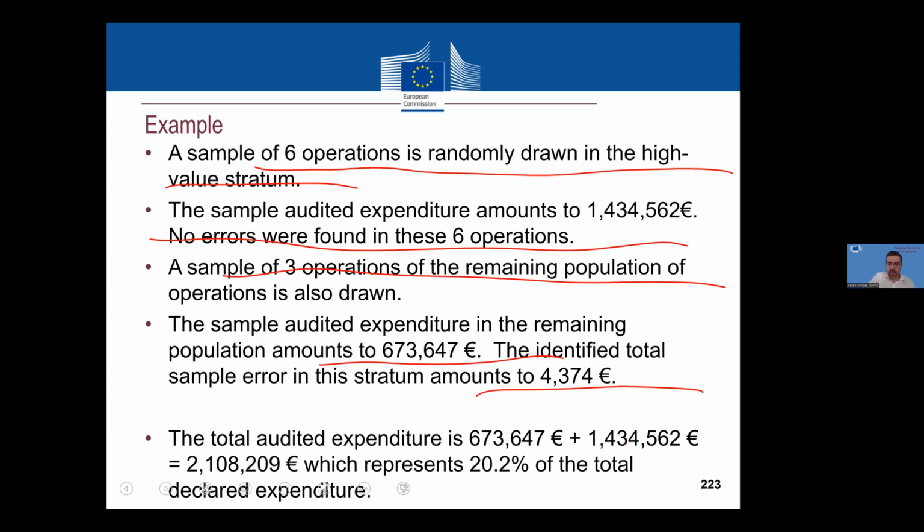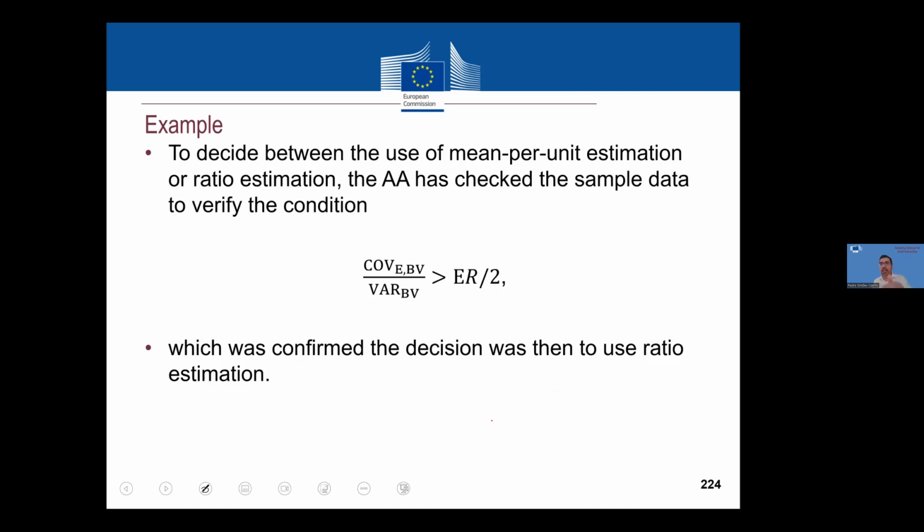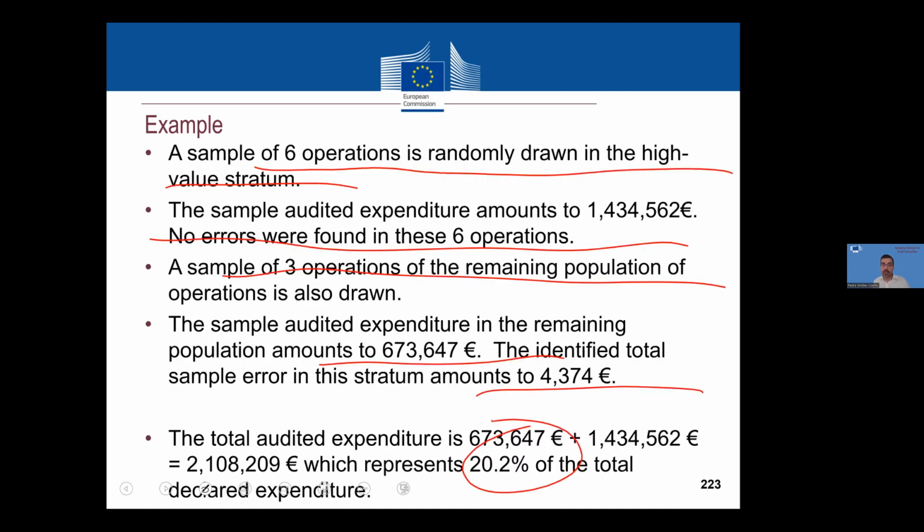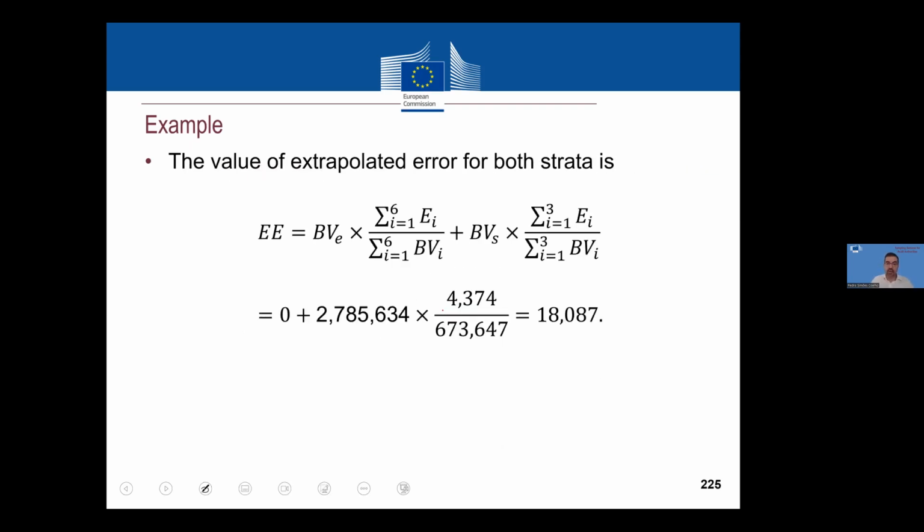Sorry, guys, just to explain that, in fact, you have coverage of more than 20% of the expenditure. Next step would be to decide if we use mean per unit or ratio estimation, okay? Let's not go into that detail. Let's assume that I have checked this formula and this supports ratio estimation. How do I project the errors, okay? So, sorry, this is the error and this is the amount. So, high value stratum, how much are the errors? 0. No errors were found in the high value stratum.